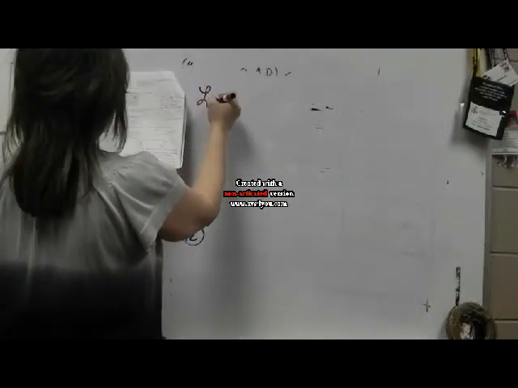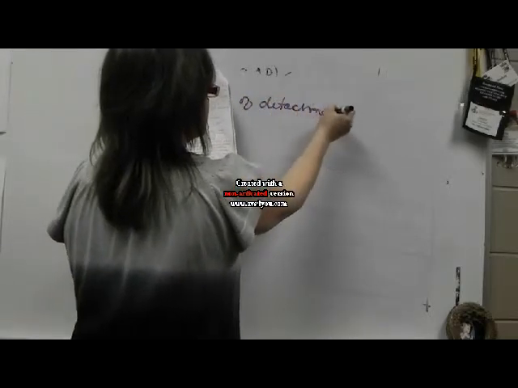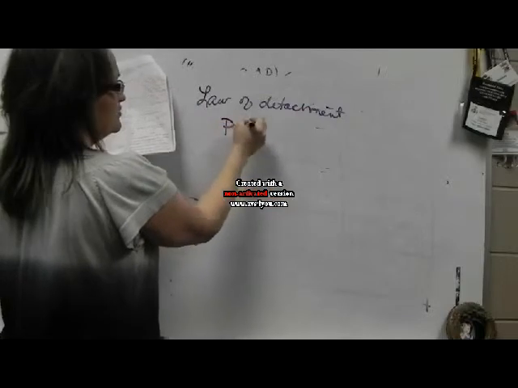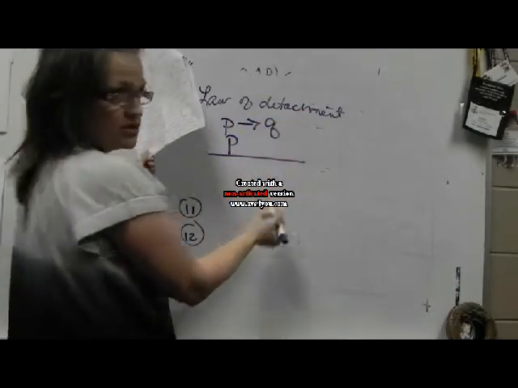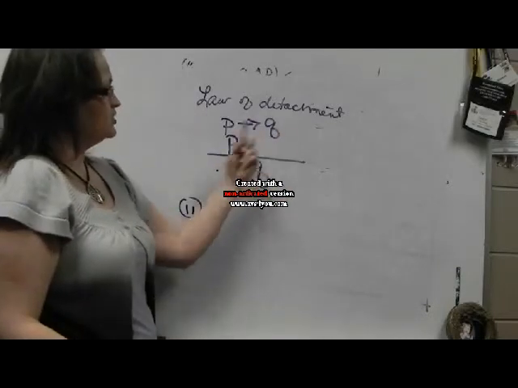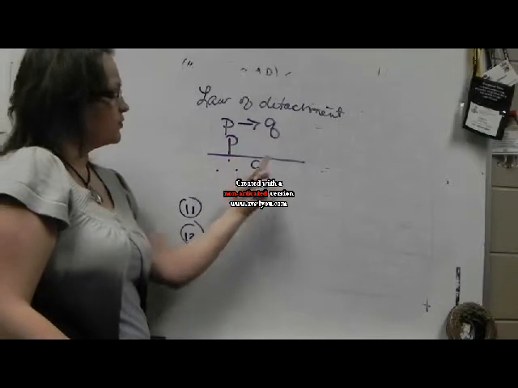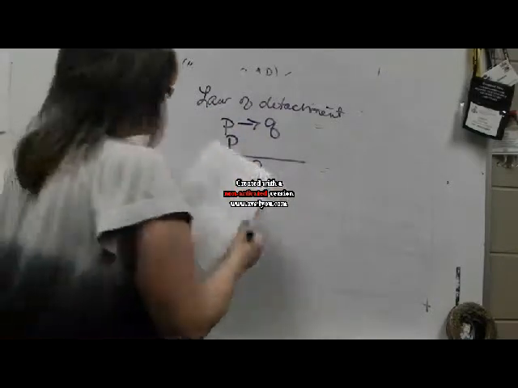So valid arguments. The law of detachment says if you have an if P then Q, and P happens, then you can judge that therefore there will be Q. If P then Q, P happens, therefore Q happens. That's a valid argument, the law of detachment.